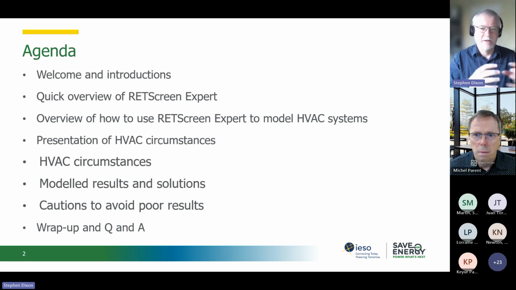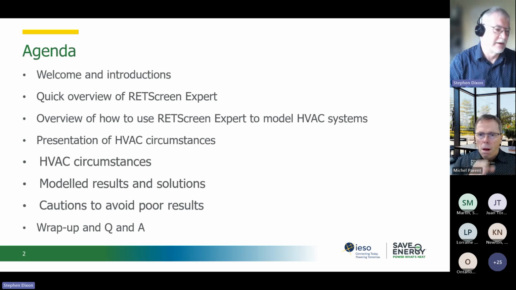So RETScreen is a really good calculating program. It has some relatively simple models for being able to basically get to an answer in a reasonable amount of time with reasonable accuracy, but we have to use it properly. So our focus in this session is making sure that we're using these models in the best way possible. And so we'll present you with some results and solutions, which will be the answers to the assignments next week, and also some cautions to avoid poor results. So the idea here is to improve the way we use the HVAC models in RETScreen in a way that we get a much, much better building model.